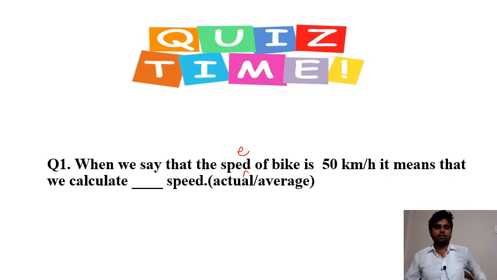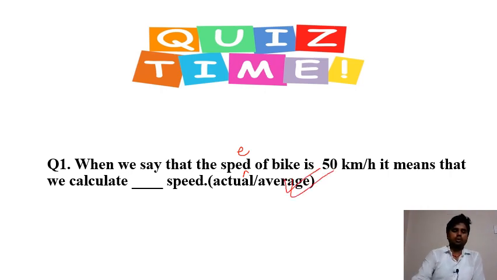So students, we have studied just now also that when we talk about the speed of a bike, the bike is not traveling always with a constant speed. So there is sometimes fluctuation in the speed also. Okay, so it is the average speed.